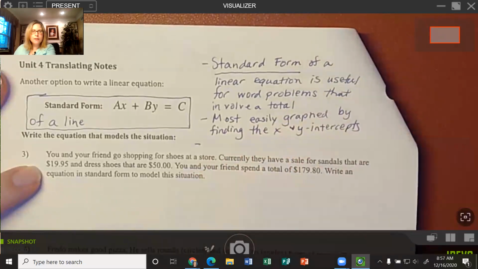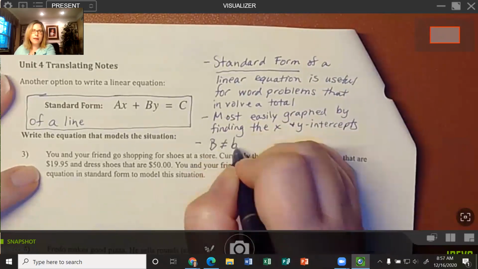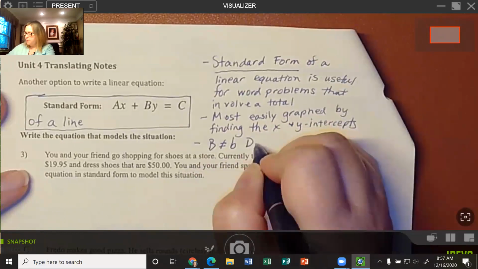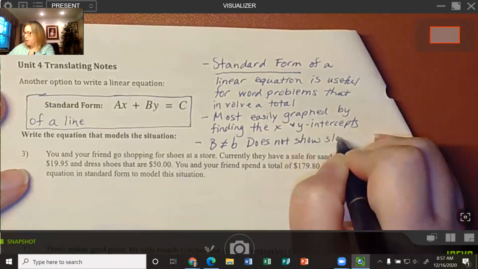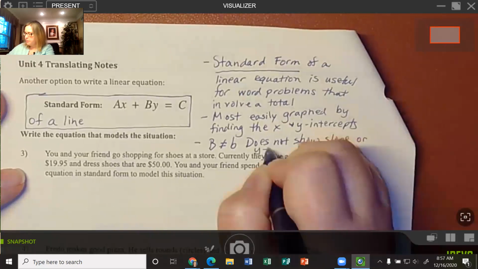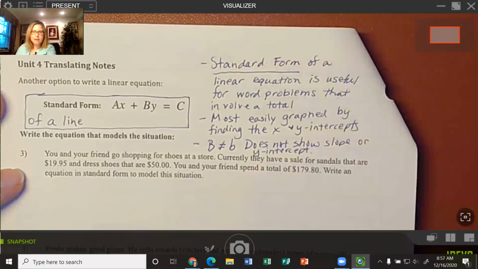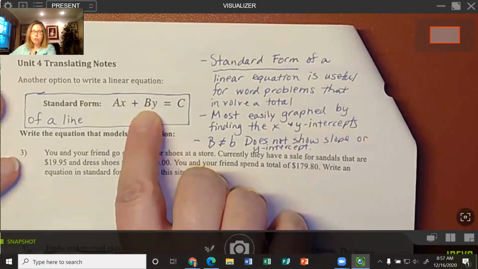And then they do not tell us slope or y-intercept. So the capital B is not equal to the lowercase b. This is not the same b from slope-intercept form. It is not the y-intercept of our line. Standard form does not show slope or y-intercept. I'm just explicitly writing that out because that's a common misconception. This capital letter B is not the same as our lowercase letter b.